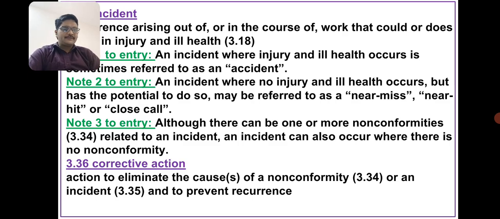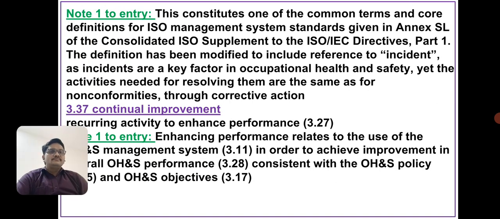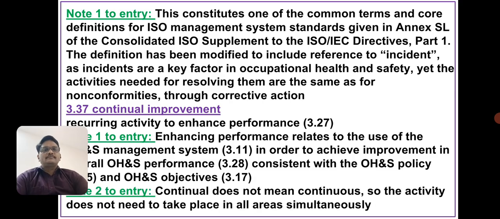Next is corrective action. Action to eliminate the causes of a non-conformity and or an incident and to prevent recurrence. That means action to eliminate the causes of non-conformity, first, and second, of an incident, and to prevent recurrence. Next is continual improvement, a recurring activity to enhance performance.